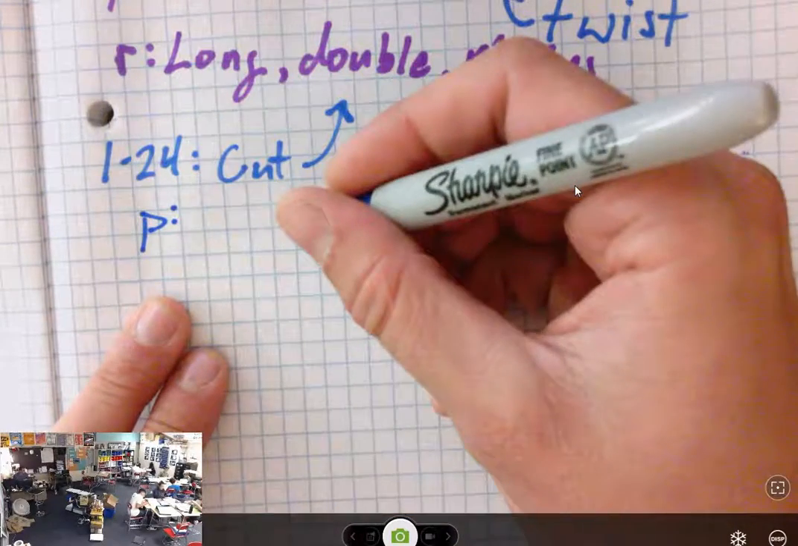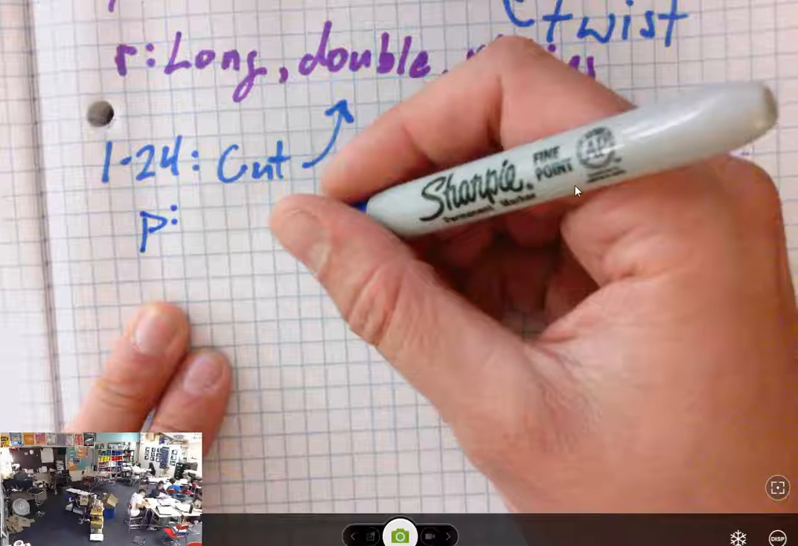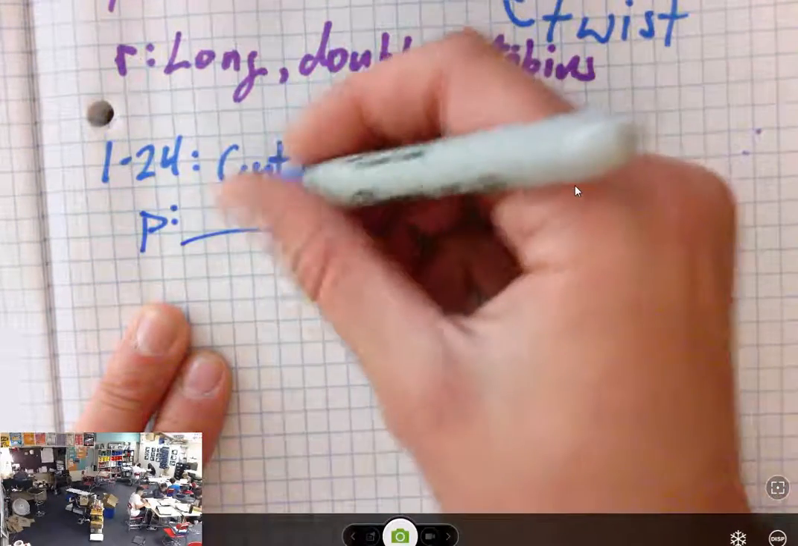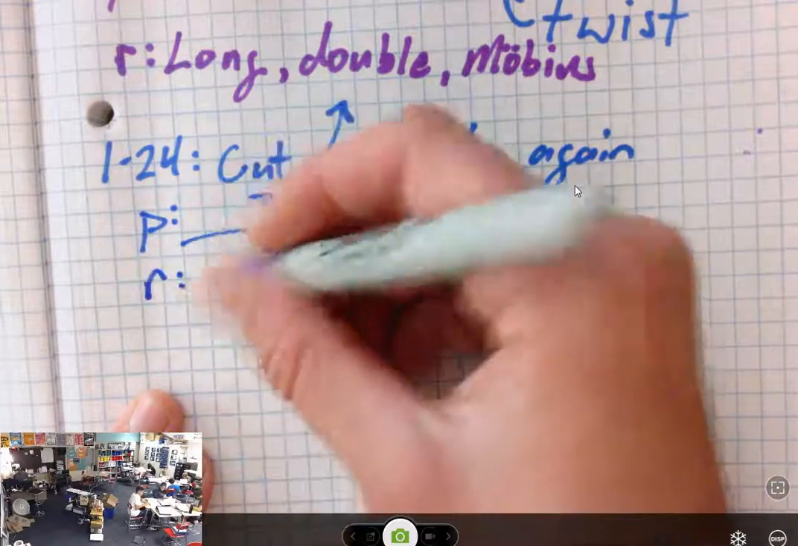So the prediction, hopefully you wrote down your prediction, because otherwise it doesn't matter that you were wrong. You've got to make a hypothesis. So whatever your prediction was, and then the results, we were all wrong.